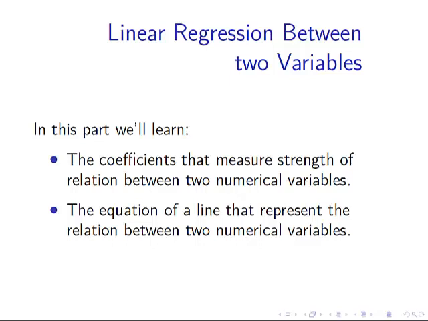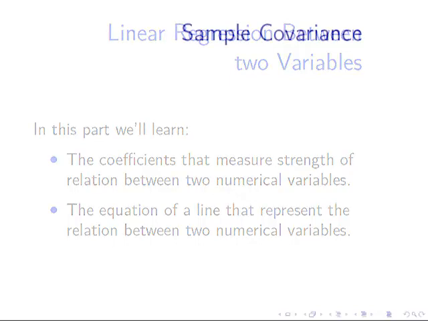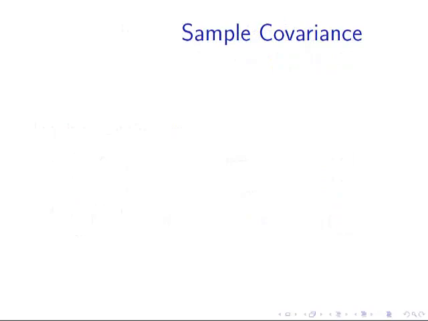In this part we will learn the coefficients that measure the strength of a linear relation between two numerical variables, and the equation of the line that represents the relation between two numerical variables. The first coefficient that represents the relation between two numerical variables is called sample covariance.